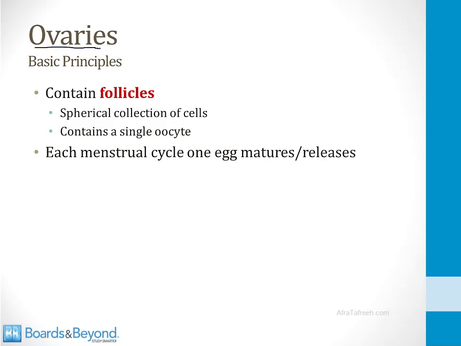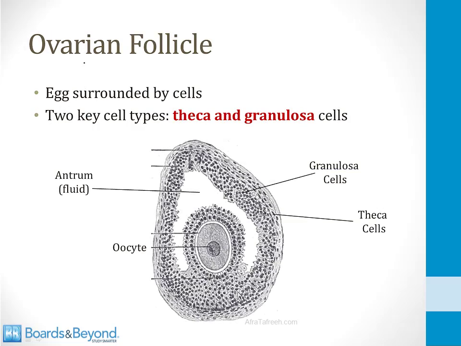And to do this, we first need to review some basic principles of the ovaries. So the ovaries contain follicles. These are the functional units of the ovaries. They are a spherical collection of cells that contain a single oocyte or egg. In each menstrual cycle, one follicle in the ovary will mature and release its egg, and when it releases its egg, that's called ovulation.